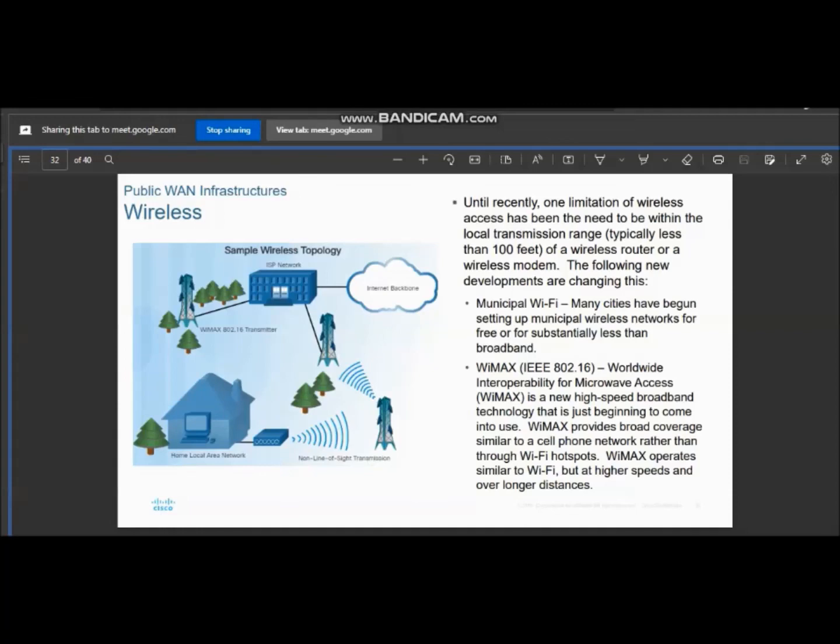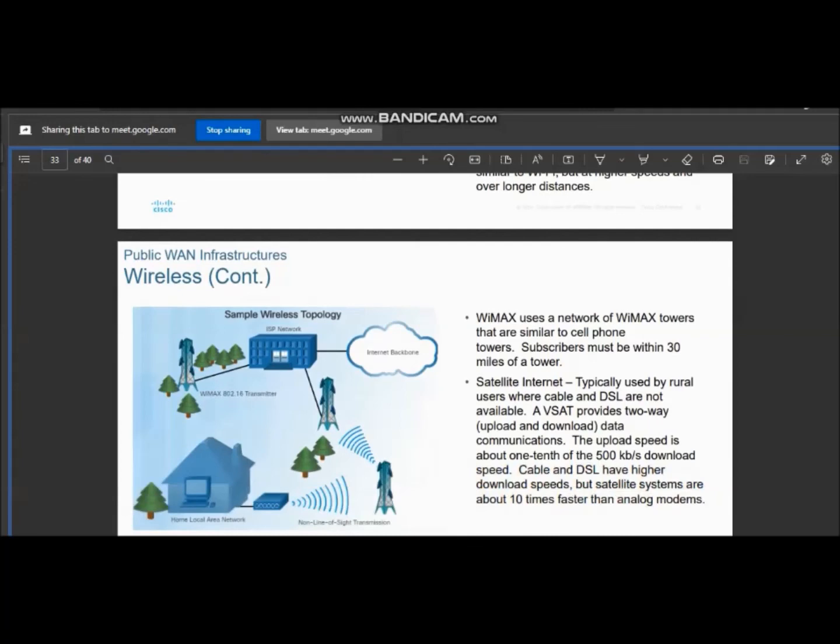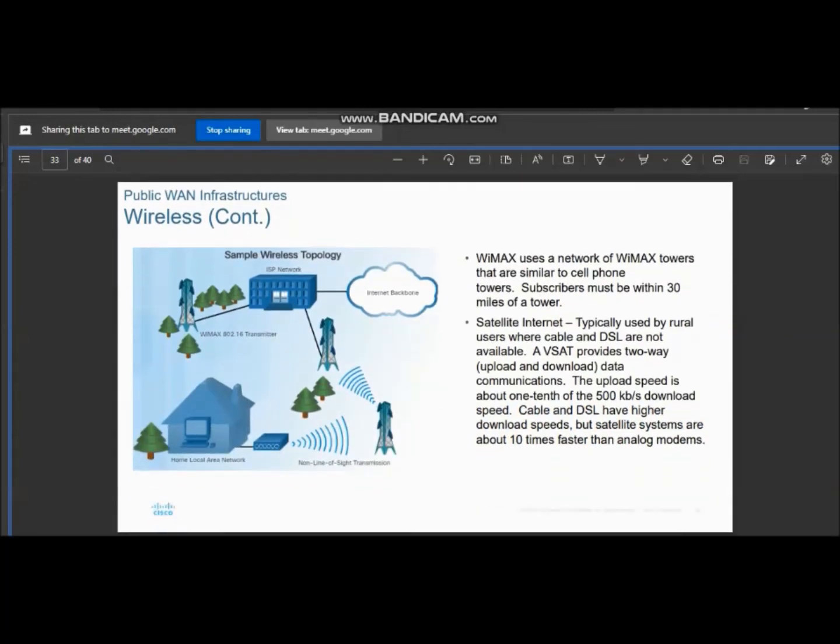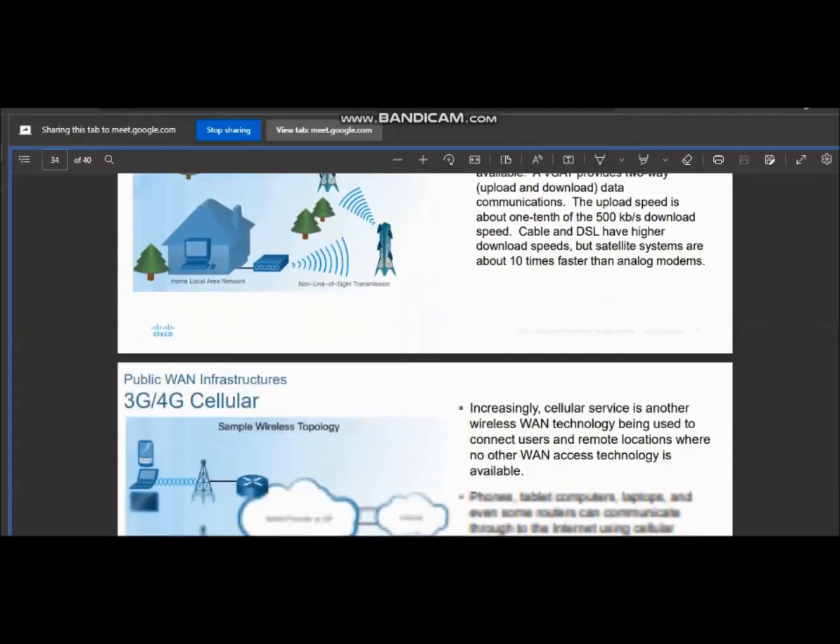WiMAX, or IEEE 802.16, stands for Worldwide Interoperability for Microwave Access. WiMAX is a new high-speed broadband technology that is just beginning to come into use. WiMAX provides broad coverage similar to a cell phone rather than through Wi-Fi hotspots. It operates similar to Wi-Fi but at higher speeds and over longer distances. WiMAX uses a network of WiMAX towers that are similar to cell phone towers. Subscribers must be within 30 miles of the tower.